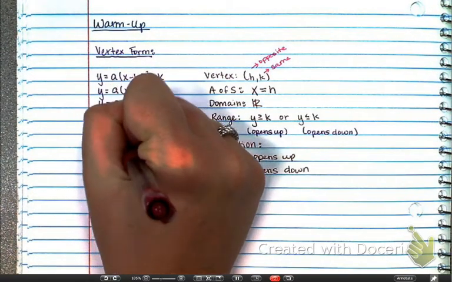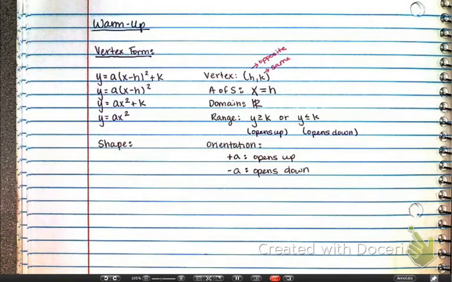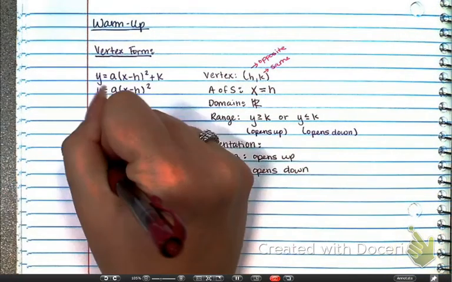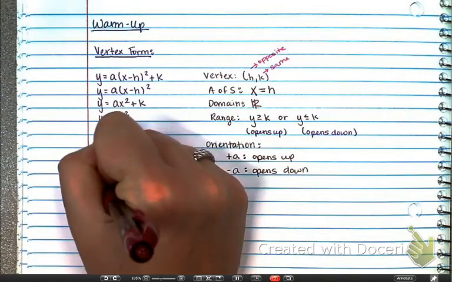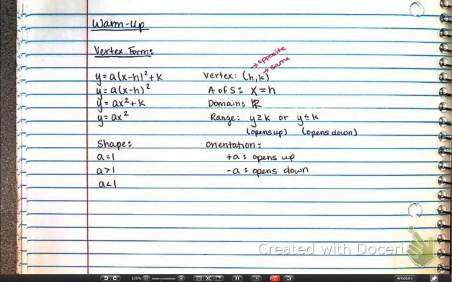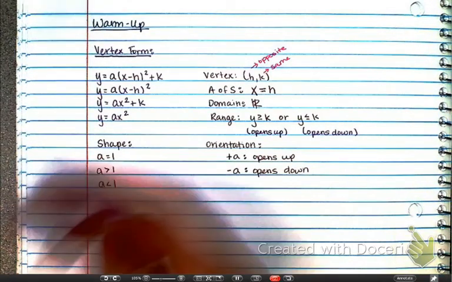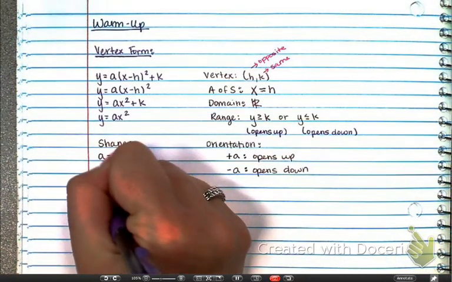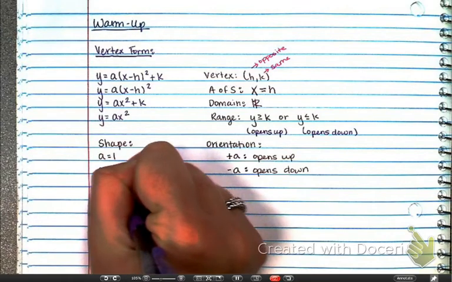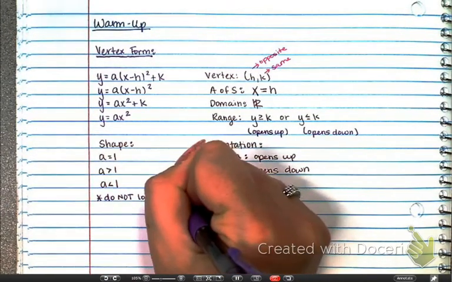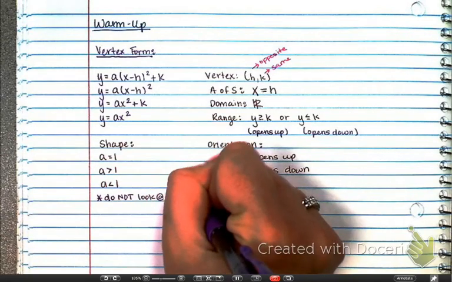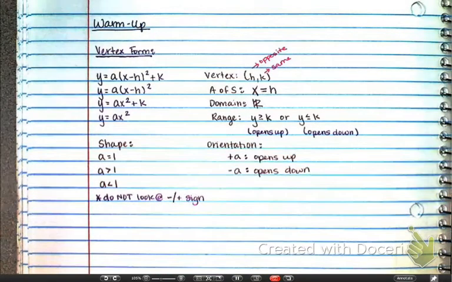Shape. We have three options. We have when A equals 1, when A is greater than 1, and when A is less than 1. And I would like you to write a note to yourself. Do not look at the negative sign. I'm going to put positive sign there. Do not look at the sign. You're just looking at the number.